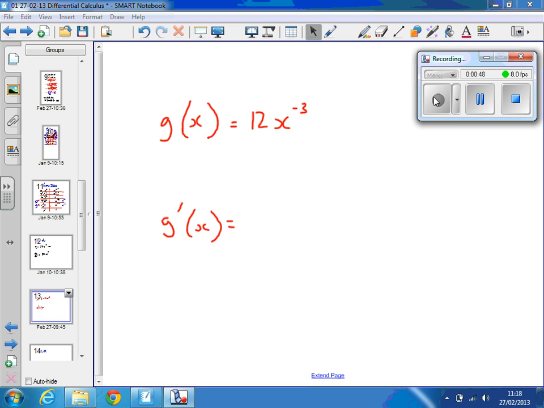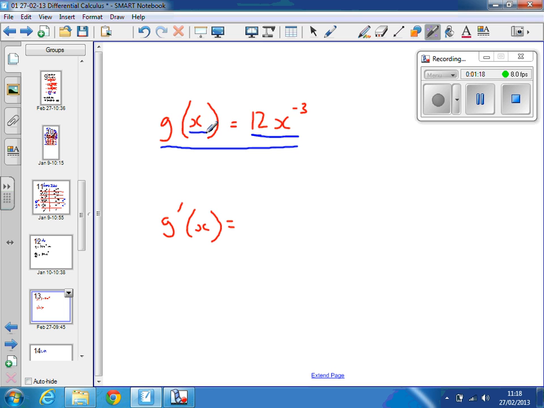Second example uses the other convention. We'll see both, so get used to both. If you've got a function written like this, g(x), g is the function. So the g function tells me that the variable is x, and I'm going to take that x, raise it to the power minus 3, so that's to do with that law of indices we were just looking at, and then times it by 12. So this is the g function, and x is the variable.